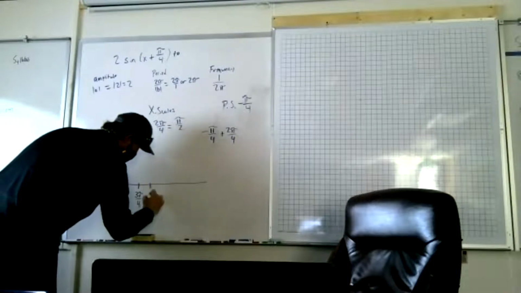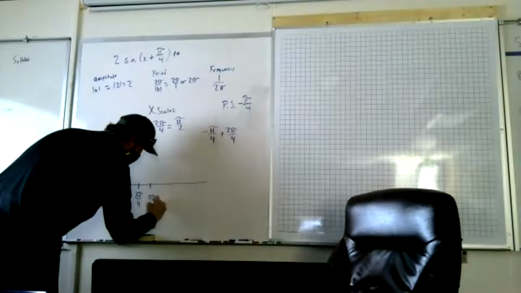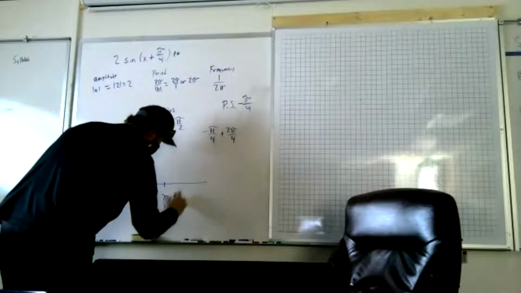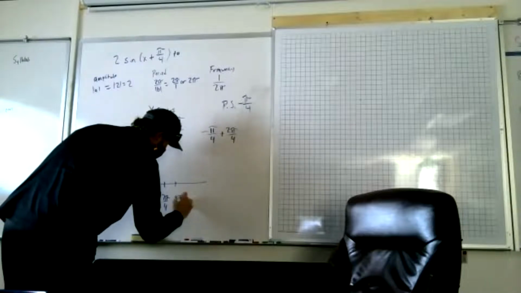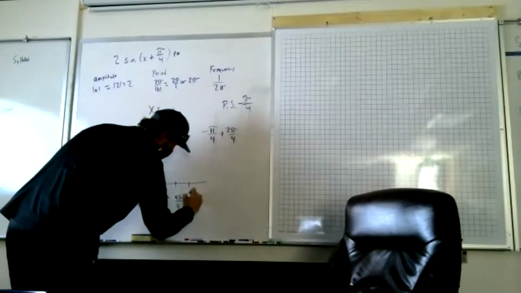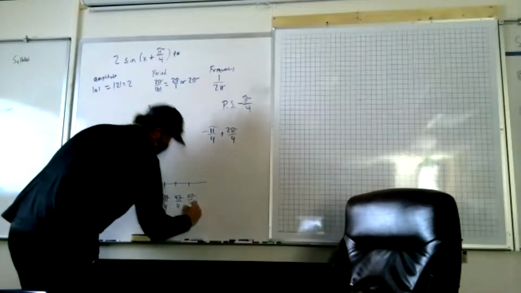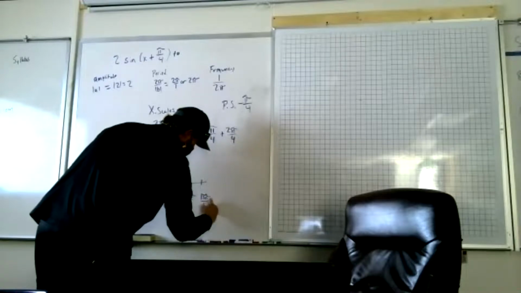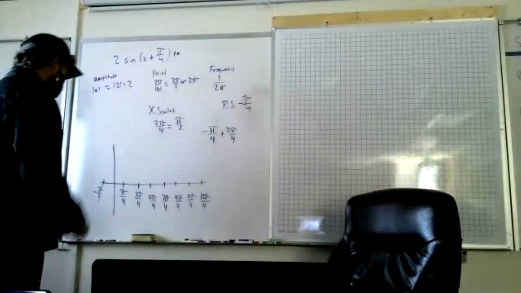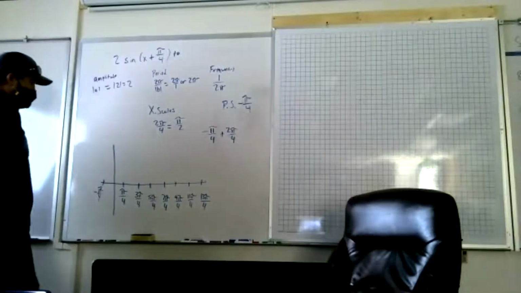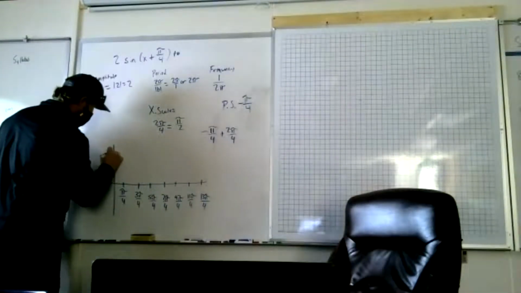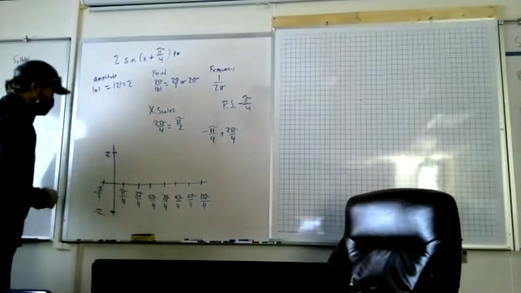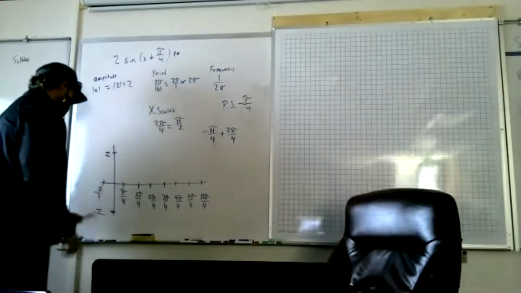If I add it again, I get 5 pi over 4. If I add it again, I get 7 pi over 4, 9 pi over 4, 11 pi over 4, 13 pi over 4. And that should be the location of all my critical points. Adjust my amplitude to 2 and negative 2, and then proceed to graph it.